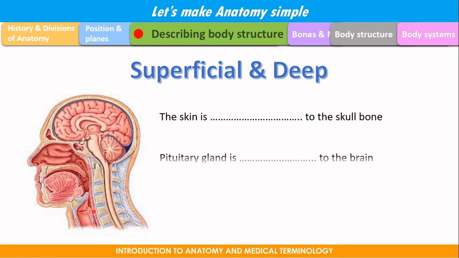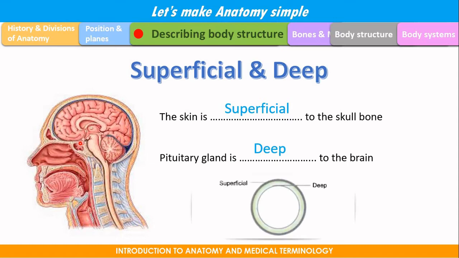So, the next aspect of describing the body structure is how deep a structure is inside, or how superficial it is outside. Here is the activity. The skin is dash to the skull bone, whereas the pituitary gland is dash to the brain. Where is the skin? Of course, skin is the outermost covering of the body. So, the skin is superficial to the skull bone, whereas the pituitary gland is very deep inside the brain. So, inside is referred to as deep. That's about superficial and deep.